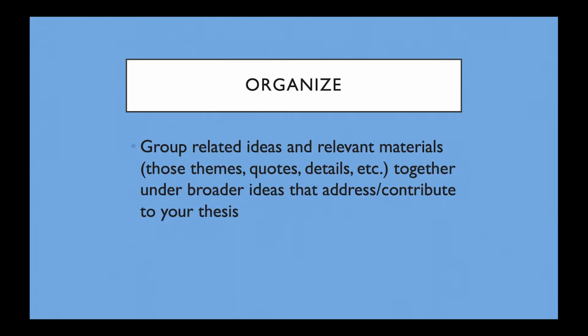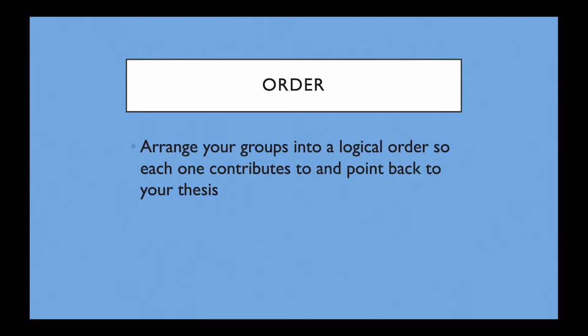After brainstorming and writing down all your ideas, you want to organize them. You can do this by grouping and labeling related and relevant materials together under some broader idea that is addressed / contributes to / is a part of your thesis. Once you organize your ideas into those groups, it will be easier to put those groups into an order that fits your paper. When you order your ideas, you'll want to arrange your materials into different sections.